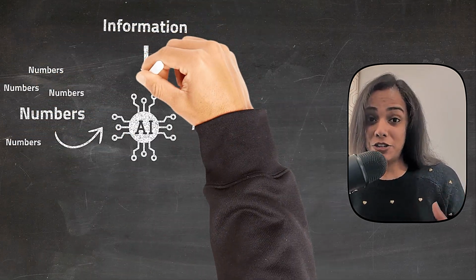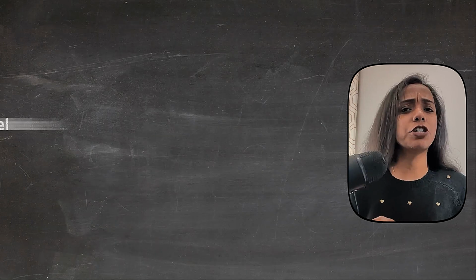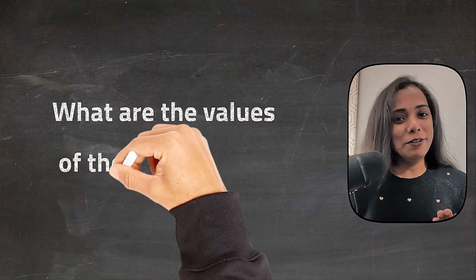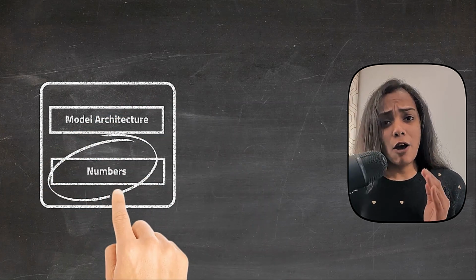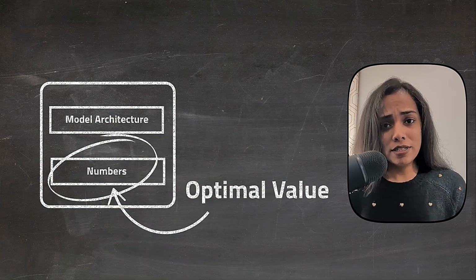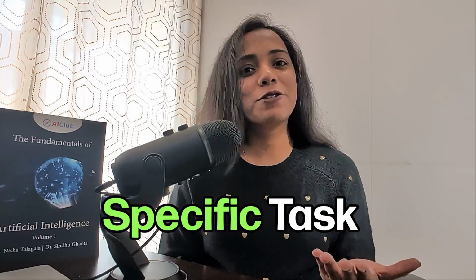Then the next question is, what are the values of these numbers? Is it 1? Is it 2? Is it 0.5? What are these numbers? A bulk of the investment and intellectual property lies in figuring out what these numbers are. If you can figure out the optimal value of these numbers that enable the model to do a specific task, then you have solved the problem. And this is where a bulk of the challenge lies in.